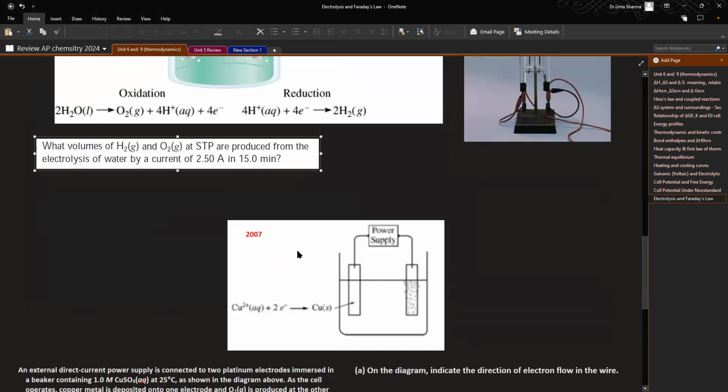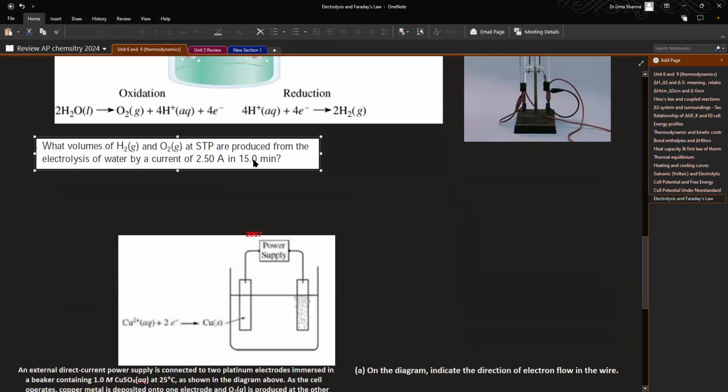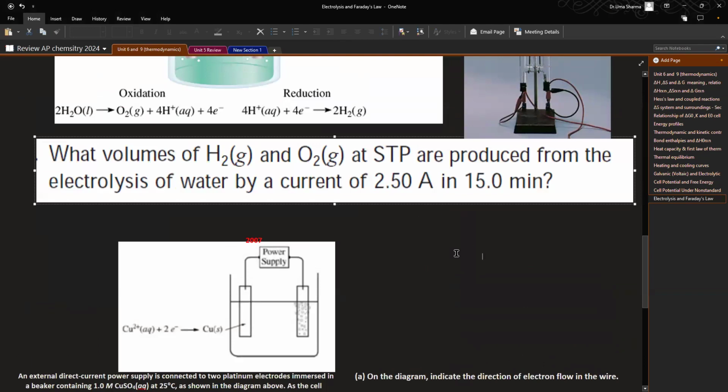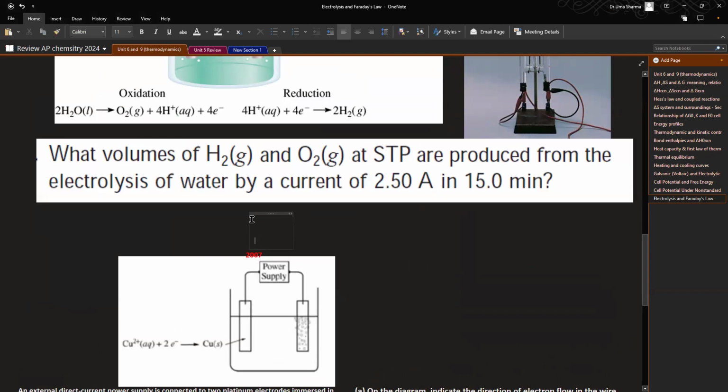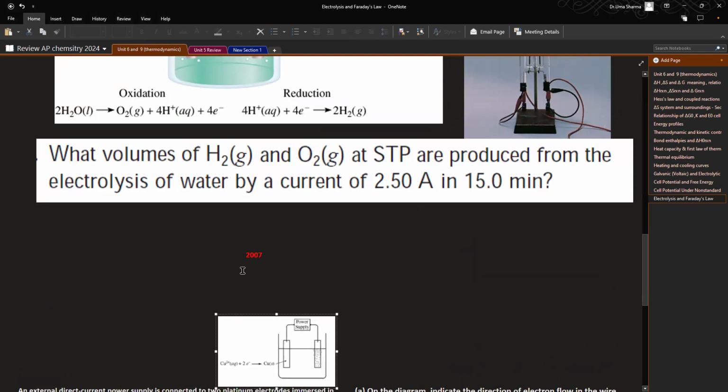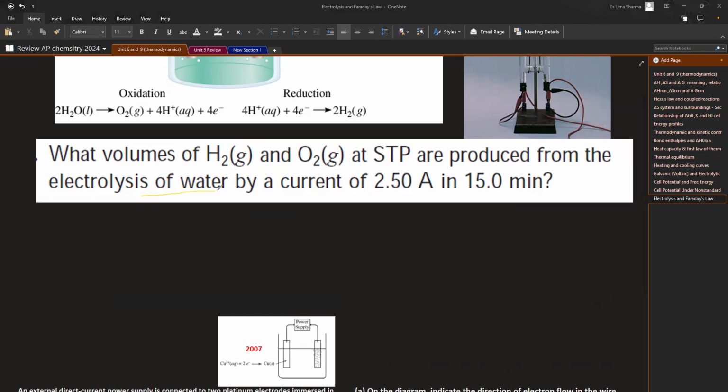Ready for this question now? Let's do this question. The volume of hydrogen and oxygen gas at STP by the electrolysis of water. So what's the reaction of electrolysis of water? Now the reaction is not given. Do you know the reaction of electrolysis of water?